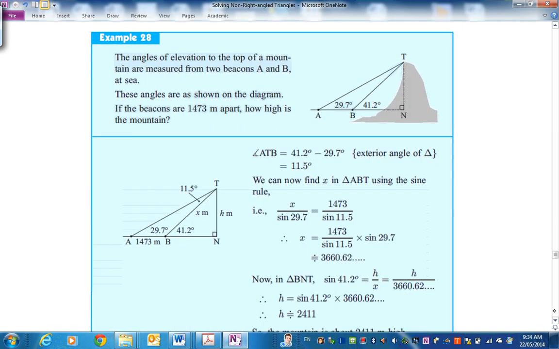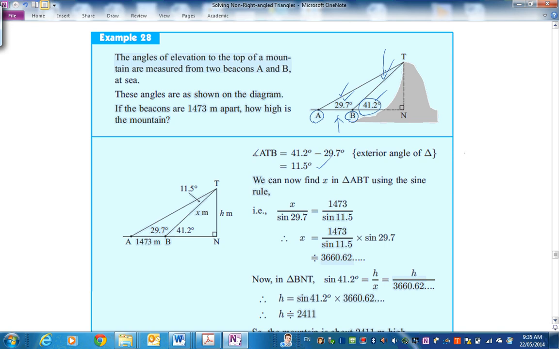Here's a practical problem now. The angle of elevation of the top of a mountain measured from 2 beacons, that one and that one, 2 different angles. And if the beacons there are 1473 metres apart, how high is the mountain? Okay, well, let's have a look at what they're doing first. Angle ATB, that's that one in there, is 11.5 degrees. Okay, so here we're working with that one, because if you look here, the exterior angle of a triangle, that one equals that one plus that one. So taking those 2 away, 11.5.